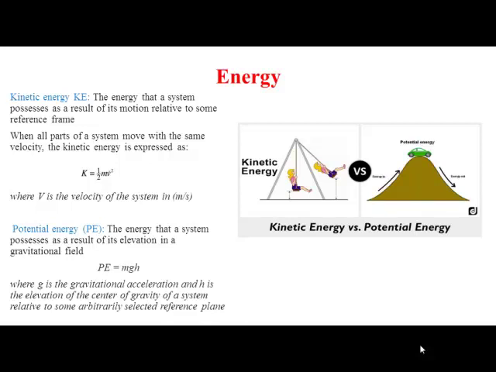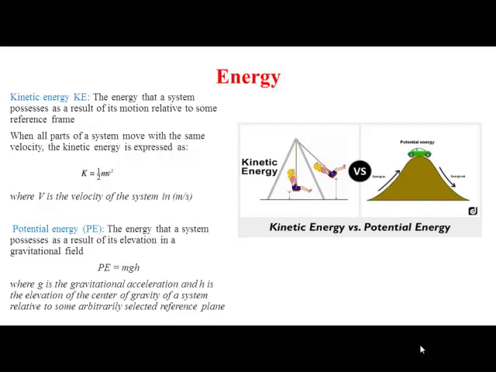Now we have two main types of energy: kinetic energy and potential energy. The energy that a system possesses as a result of its motion relative to some reference frame is known as kinetic energy. When all parts of a system move with the same velocity, the kinetic energy is expressed as K is equal to half mv squared. This is the formula, where v is representing the velocity of the system in meters per second.